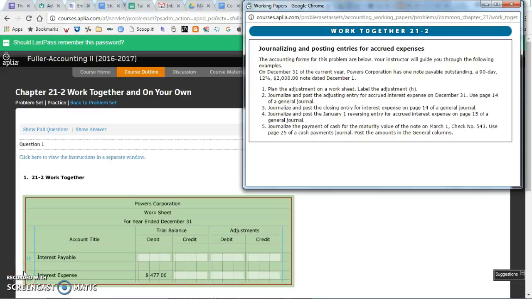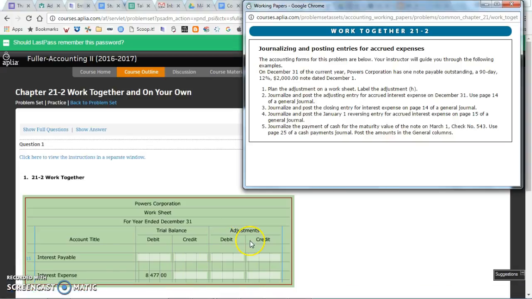Okay, for 21-2, it is pretty much identical to yesterday's, only this time we are dealing with notes payable instead of notes receivable. So how you calculate things are exactly the same. This time we're dealing with payables instead of receivables. So it should be fairly easy.